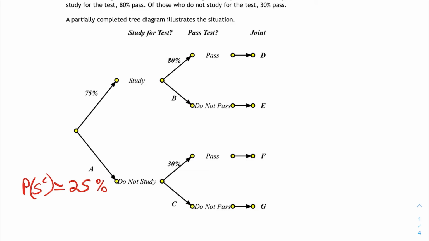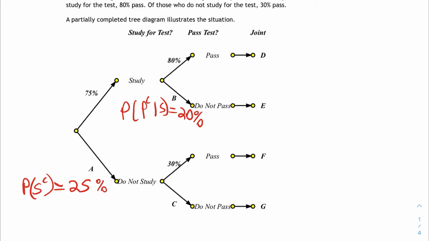Same here for part B there. If 80% of those who studied passed the exam, that would mean that 20%, or 100% minus 80%, failed or did not pass who studied. So given that they studied, the probability that they did not pass, the complement of passing, is equal to 20%, because these have to add up to 100.